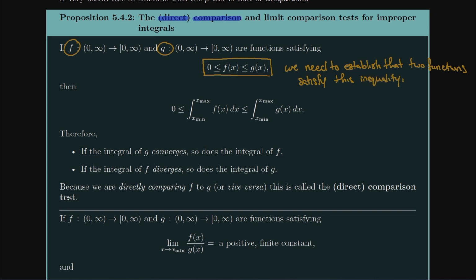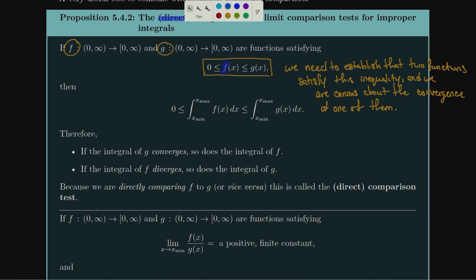And we are curious about the convergence of one of them. In some cases you may be curious about the convergence of f, and that means you have the ability to choose g. In other cases, you may be interested in the convergence behavior of g, and that's going to give you the ability to choose f. But in both cases, once you make your choice on either f or g, and the other one's the one you're curious about, you're going to be forced to show that this is a true statement before you can move forward.